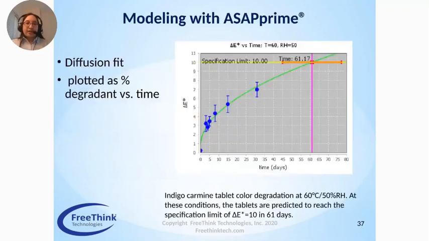So what does this look like? Again, stressing at high temperature and a variety of relative humidity conditions. This is an example of one particular temperature and RH condition. You might remember in the previous example for degradant growth in tablets that actually had linear kinetics. In this particular case, we see what we call the diffusion fit, where we have faster change at the beginning that slows down over time. And similar to the degradant example, the y-axis here is just the change in the stability indicating parameter, in this case, the delta E star versus time.